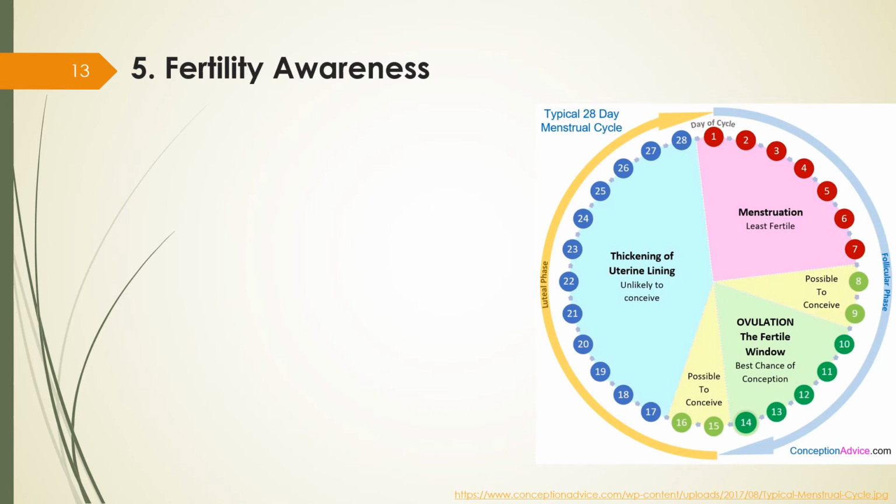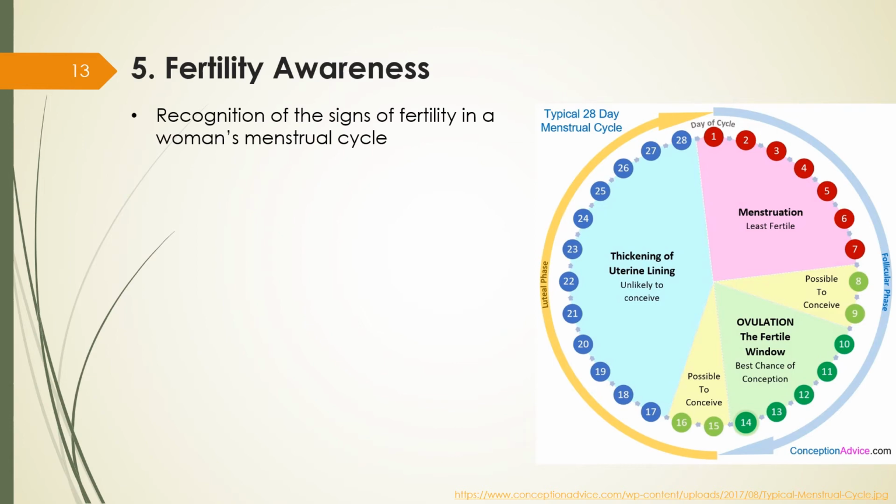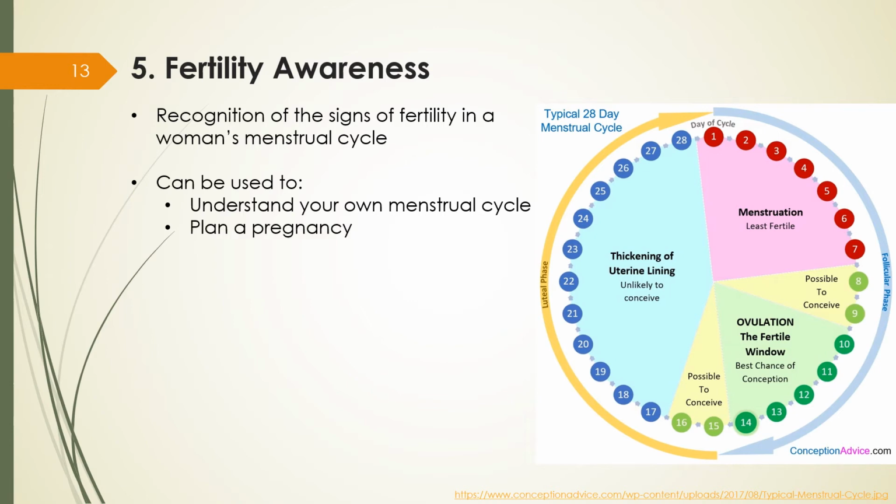Now, fertility awareness is the most natural method. It is basically when the woman recognizes the signs of fertility in her menstrual cycle. Once you understand your menstrual cycle, you can understand how it works. So it can be used to understand your own menstrual cycle, not just to plan a pregnancy or to avoid a pregnancy.